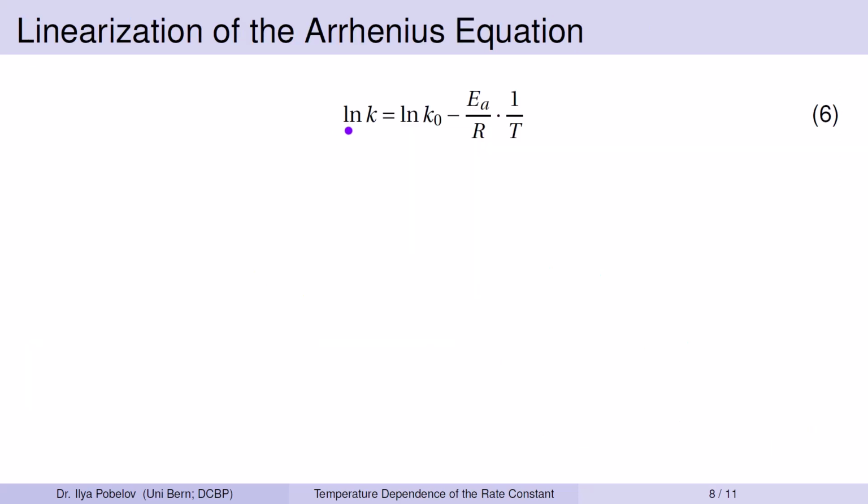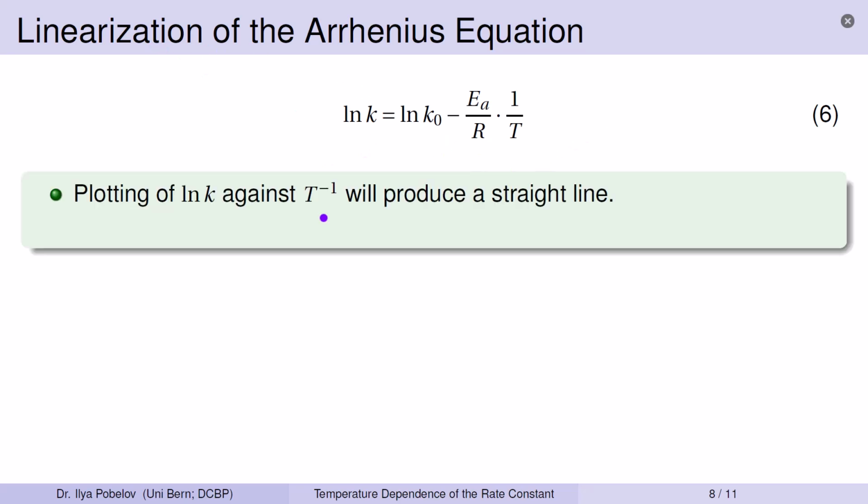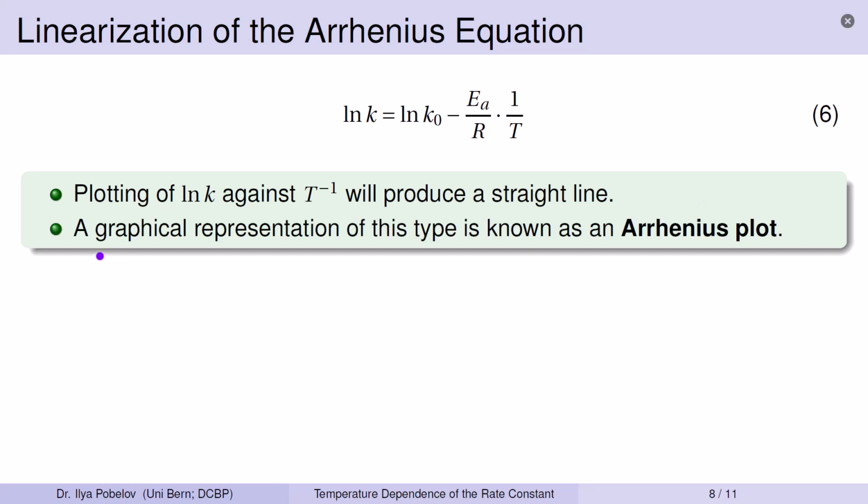Taking the natural logarithm of the Arrhenius equation, we obtain the following relationship. This equation represents a linearized version of the Arrhenius equation. It suggests that plotting the natural logarithm of the rate constant against the inverse of the temperature will produce a straight line. A graphical representation of this type is known as an Arrhenius plot.